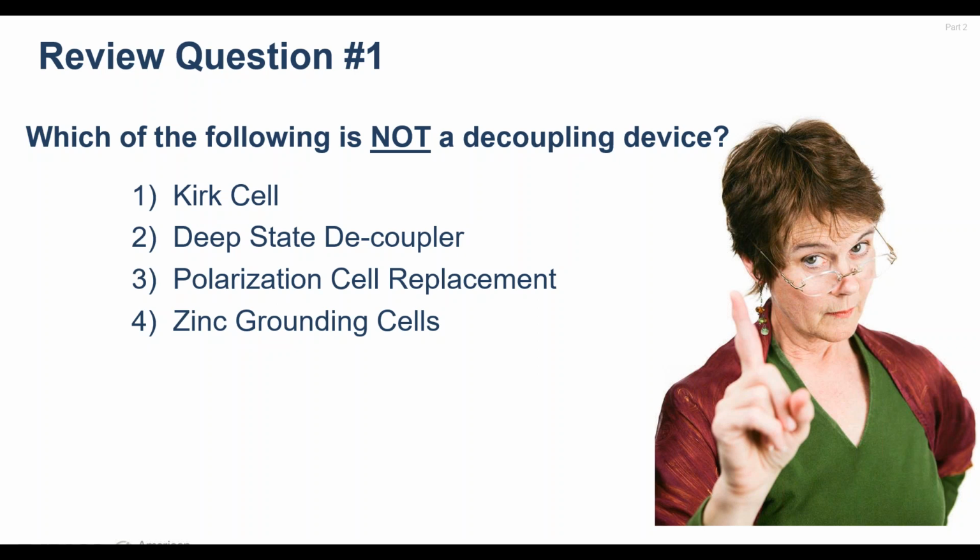Number 3, a polarization cell replacement. And number 4, zinc grounding cells. So I think the obvious answer is the deep state decoupler is out. It is not, at least today, identified as a suitable decoupling device.